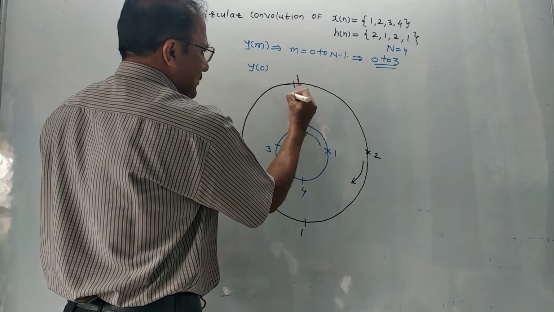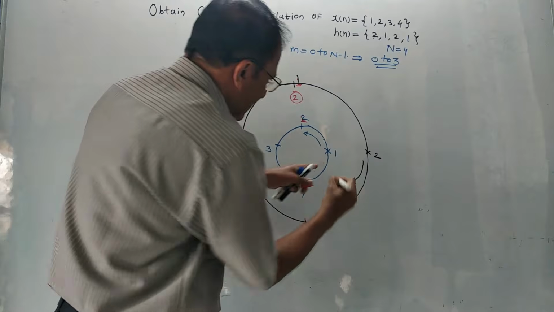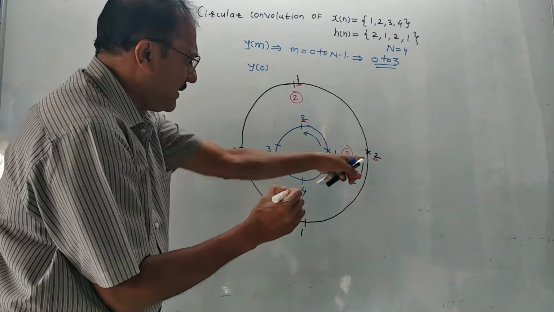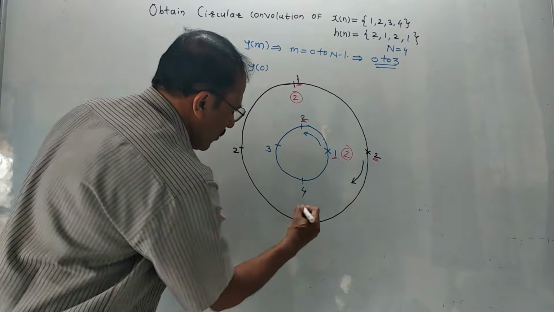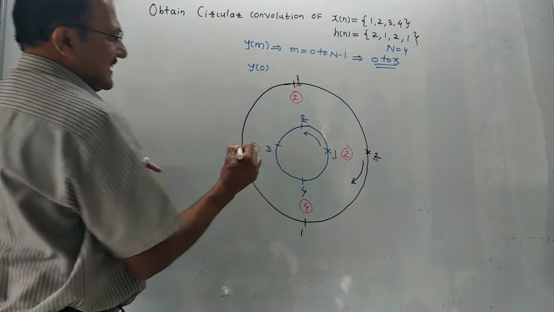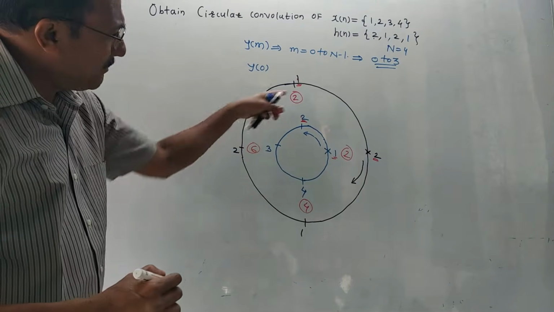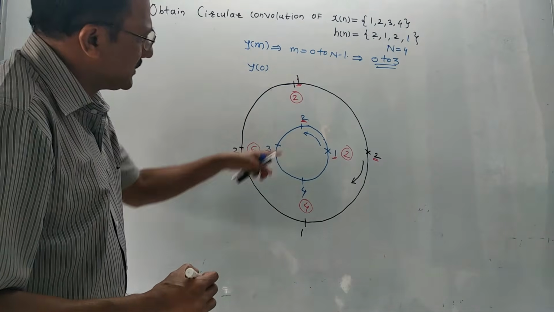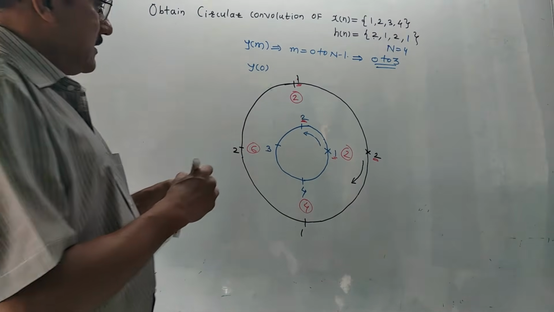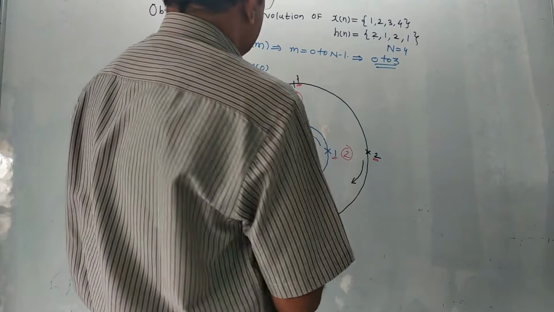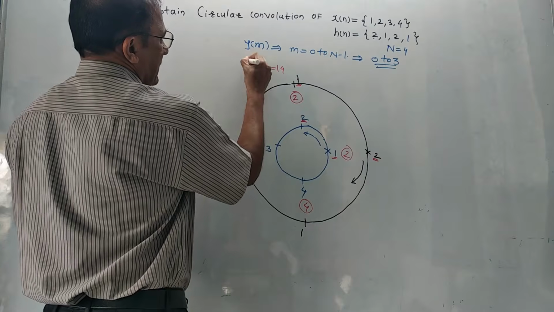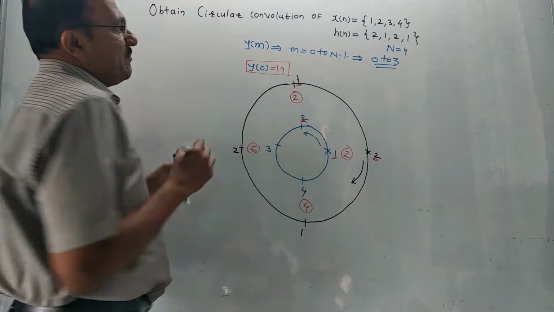This gives me answer 2. Similarly, this is 1 into 2. This gives me answer 2. I'm taking simple multiplication of nearby elements. 4 into 1 gives me 4. 3 into 2 gives me 6. Whatever results of multiplication you got, just add those results. So 2 plus 2, 4, plus 4, 8. 8 plus 6, 14. So the first answer is 14. So I will write the answer: y of 0 is 14. This is the first answer.